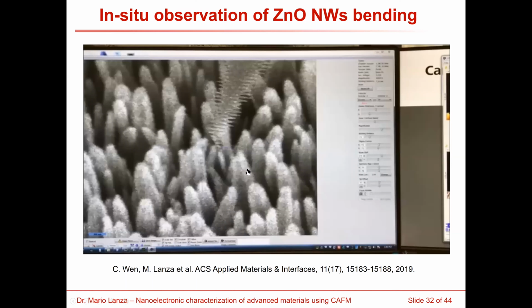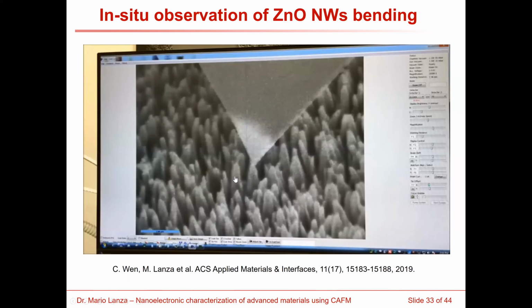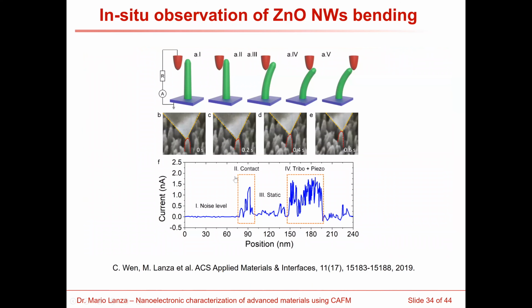So here in this image, I show one image of the tip of the conductive AFM touching this nanowire, and actually you can keep your tip static on one nanowire and apply different stresses and observe how this nanowire starts to bend. Actually, this is a video, but here I cannot show you the video in this presentation. But basically, here I have captured some images at different times of the video, and basically we could observe when the currents are being generated.